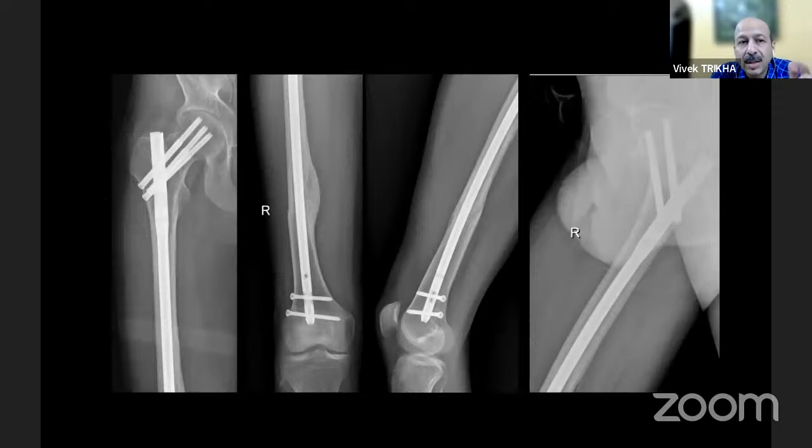This was fixed as was done by my team. And later on, you can see that it was an undisplaced fracture, went on to unite, and the distal shaft also united. So in our hospital, in our series, with the best of CT scans also available, you can see only the fracture line in one or two cuts.